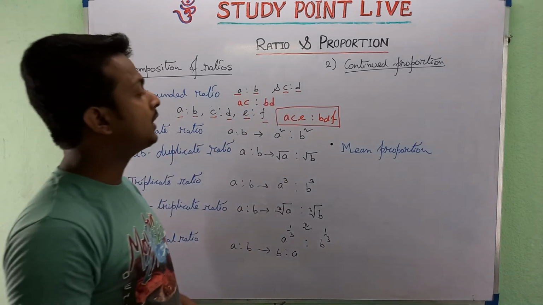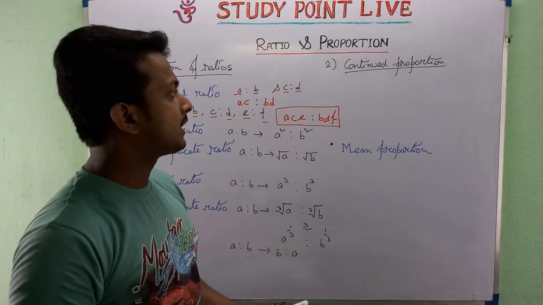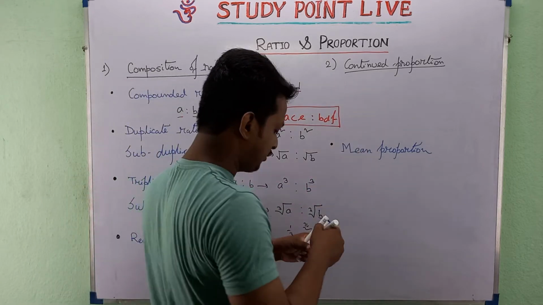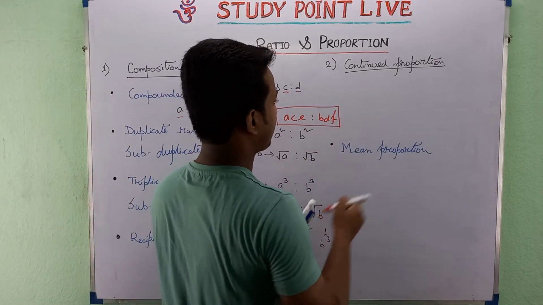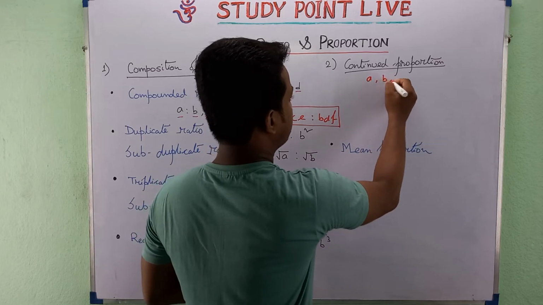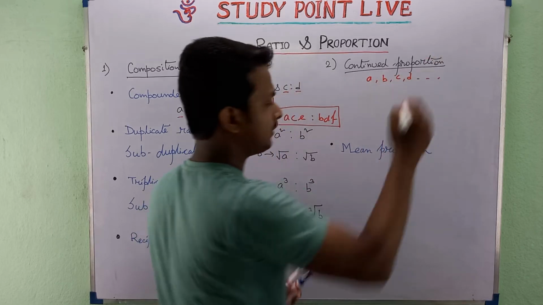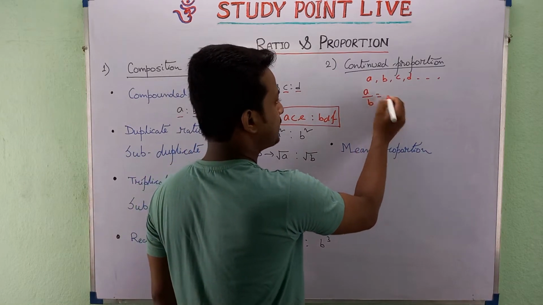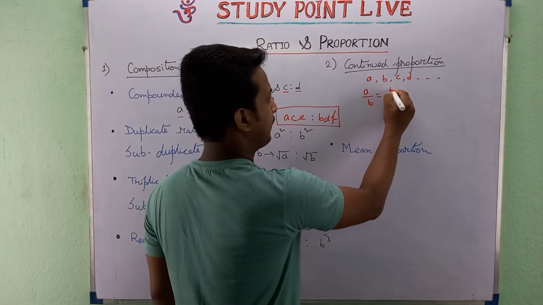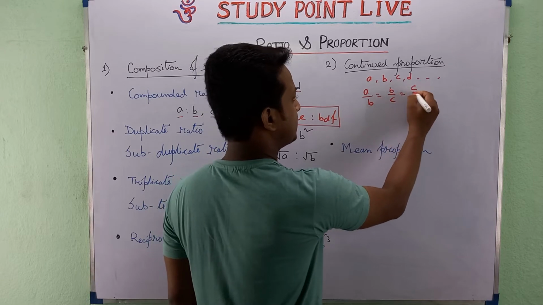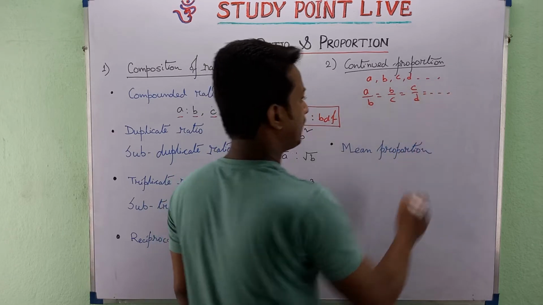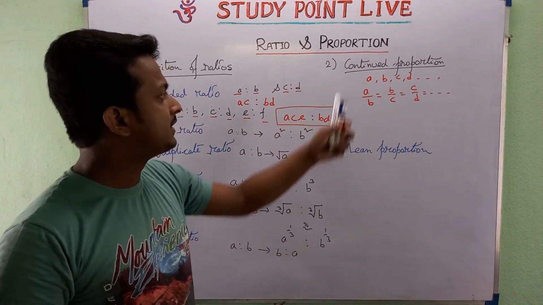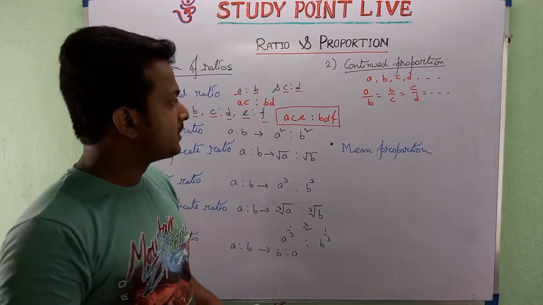Now we move to the continuous proportion. See, suppose we want to write the continuous proportion of A, B, C, D and so on. Now if we want to write the ratio, it will become A is to B, then B is to C, then C is to D, and by this process it will be continued. Right? This is the continued proportion.